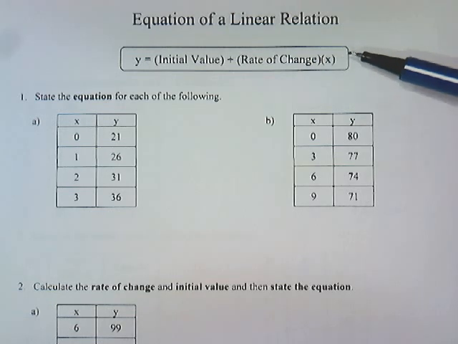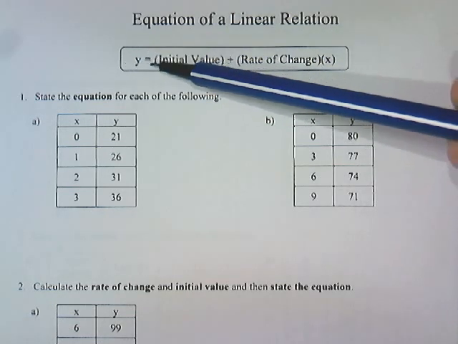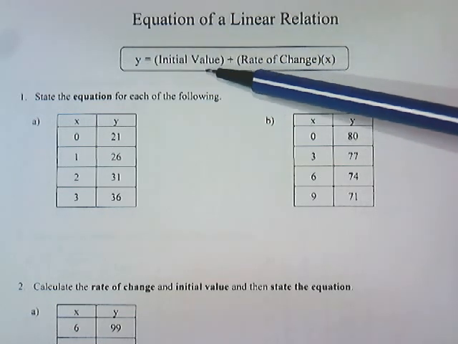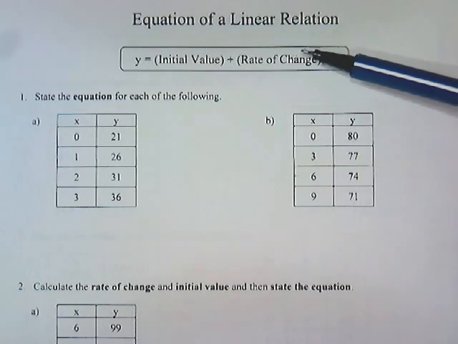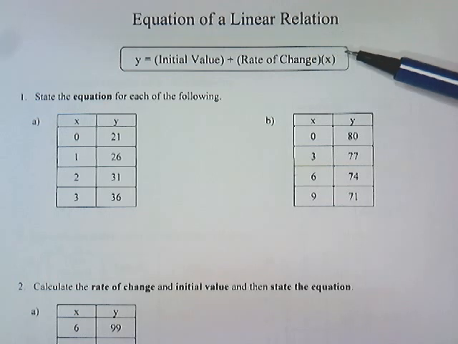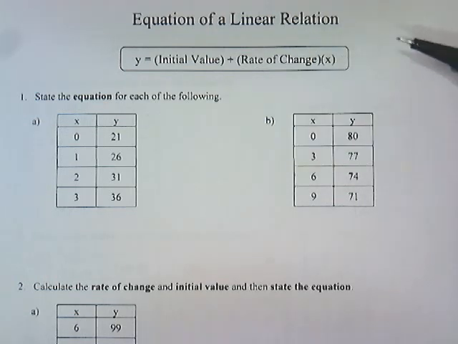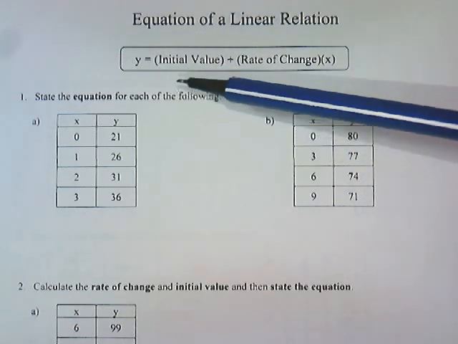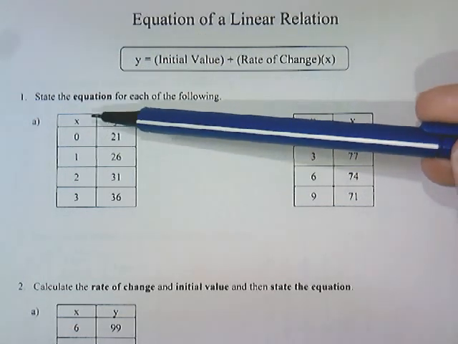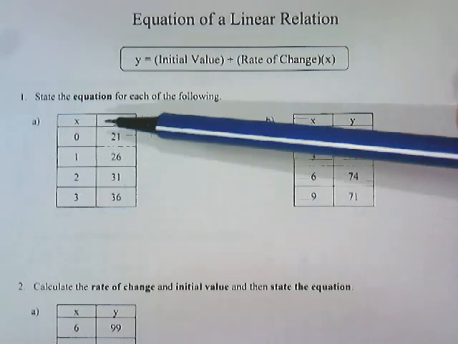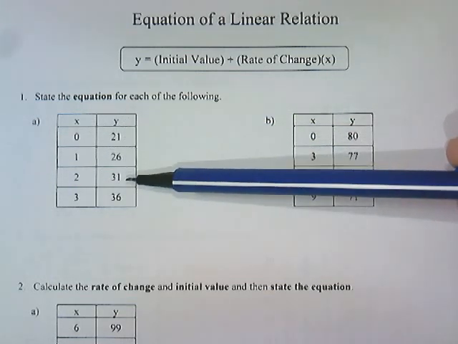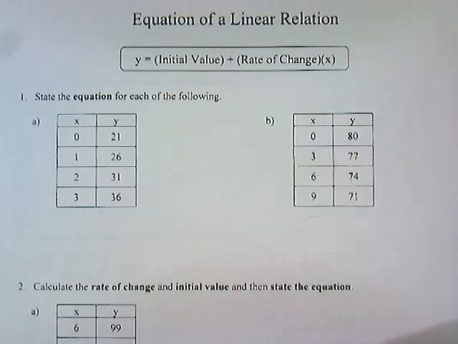So when we're doing an equation, we're going to do y equals our initial value, so that zero term, and then plus the rate of change, and then times our x value. So we're going to try that out. It says state the equation for each of the following. I have a table of values with x and y. So our x's are 0, 1, 2, 3, and our y's are 21, 26, 31, and 36.